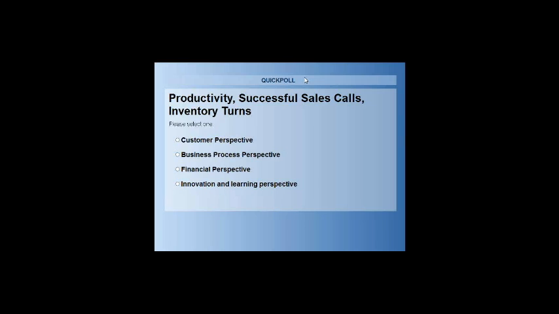So the KPIs of productivity, successful sales calls, inventory turns. What I want you to do is take a couple seconds and click which of the perspectives those KPIs apply to. So go ahead. You get one choice. Click your perspective after everybody has a chance to put their stuff in. Then I'll show you the results and we'll talk about them.